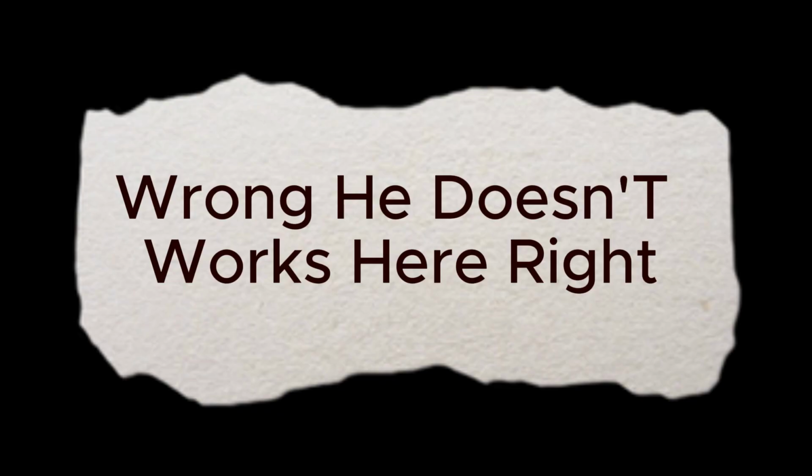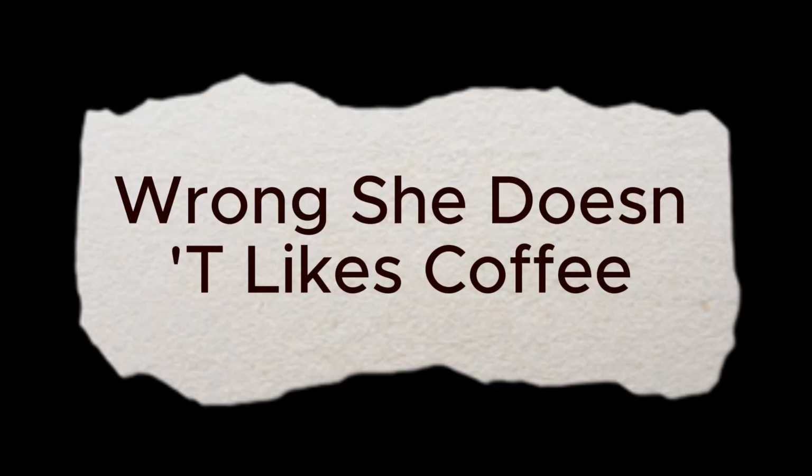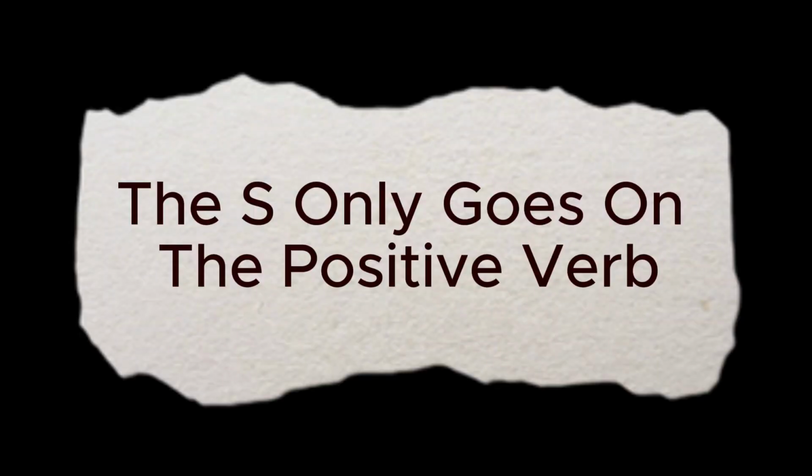Common mistake. Wrong, he doesn't works here. Right, he doesn't work here. Wrong, she doesn't likes coffee. Right, she doesn't like coffee. The S only goes on the positive verb, never after doesn't.